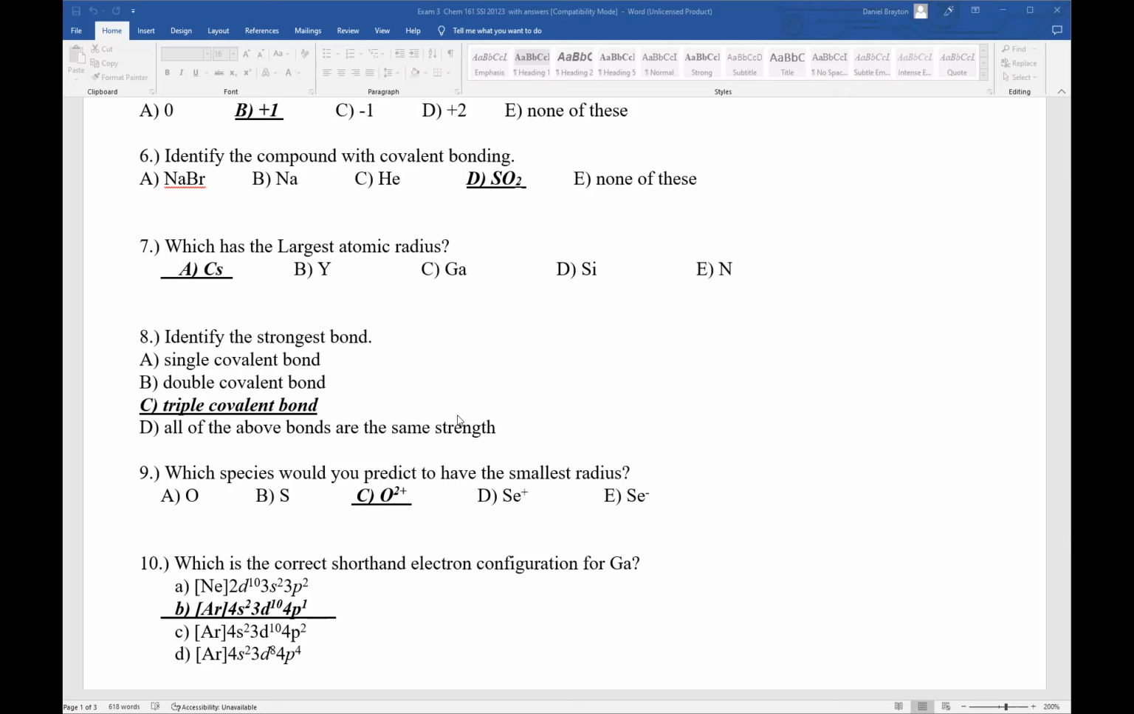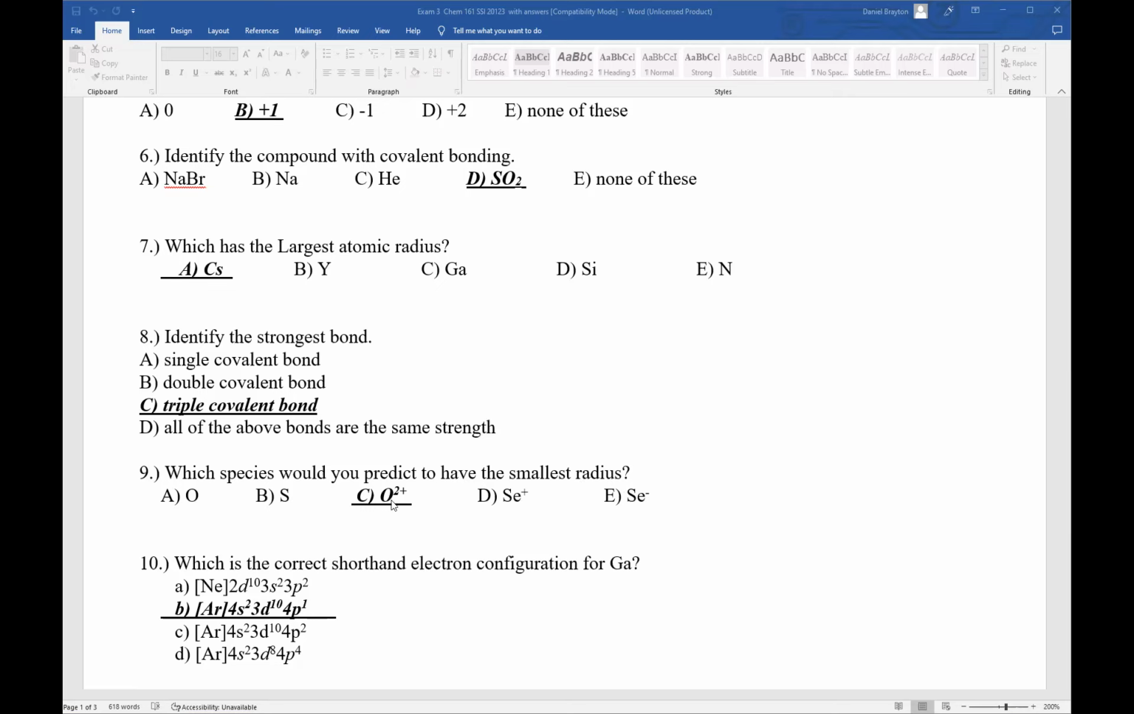9, which species would you predict to have the smallest radius? Selenium is lower down in the periodic table. These are all group 6. So for smallest, you would assume it's the oxygen, one of those 2. Then sulfur's below oxygen, then selenium. Then you need to know what the trend is. If it's negatively charged, the radius gets bigger. So, let's say this same question on the final, the biggest one would be E.